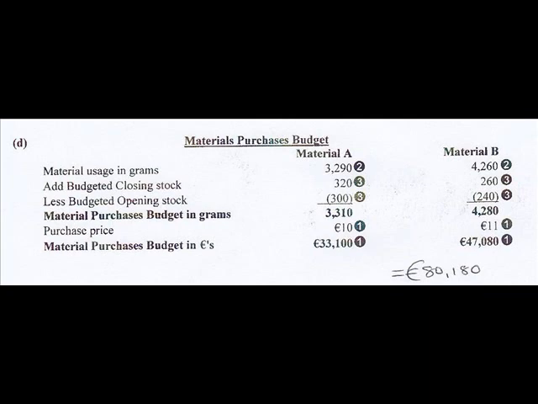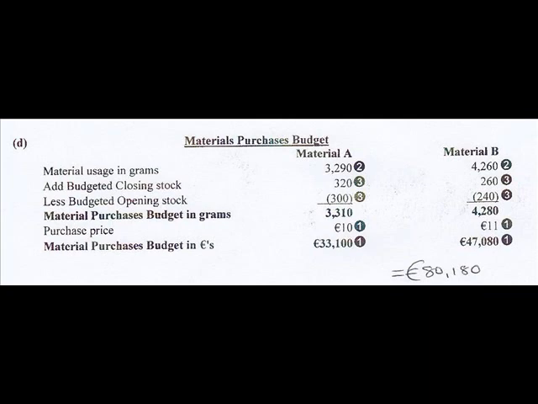Very similar to the calculation of the production budget, where we took our sales, added our desired closing stock and subtracted our opening stock. We're doing the same here, except it's the material we need for production plus the materials we want to end up with, closing stock, less the materials we already have, opening stock. So for material A, we need to purchase 3,310 grams.